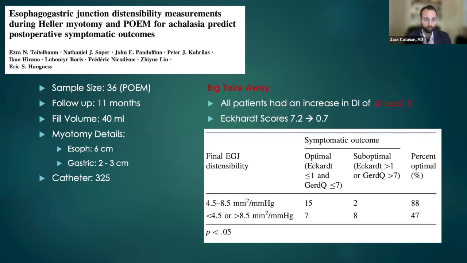Obviously, this study is horribly limited by sample size. Also, I just want to point out that a DI of 4.5 to 8.5 is quite a large range. It's kind of hard to imagine you're doing a POEM and you have a DI of 4.5, and it's hard to imagine you'd want to keep dividing muscle and maybe pericardium before getting up to 8.5. But this was kind of the first study that looked at that.